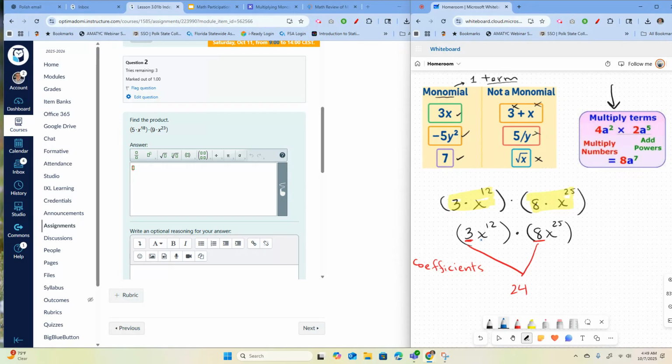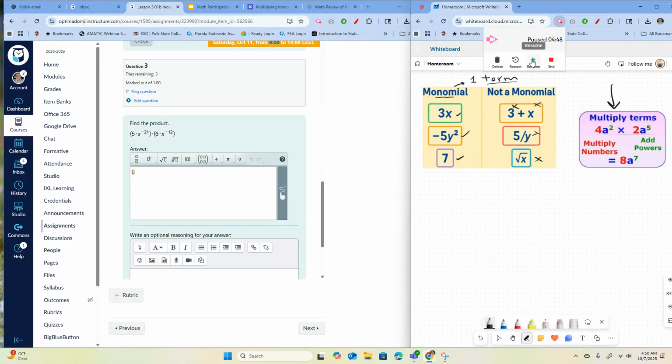And I'm going to multiply the letters that are the same. So I'm multiplying the x's. I'm going to keep the x. And with the exponents 12 and 25, I'm going to add them. And 12 plus 25 is 37. And that's how you do problem number 2. Let's go to the next one.